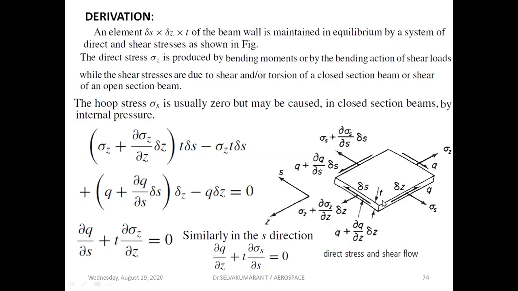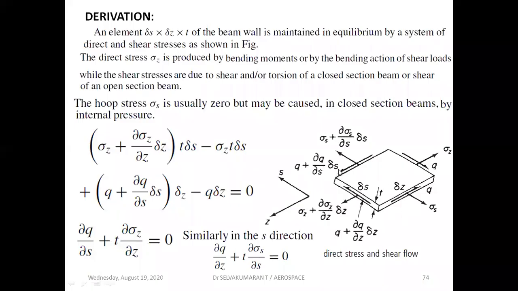So the figure shows the direct stress as well as the shear flow. If you replace the shear flow by tau, we can call this diagram the direct stress and shear stress diagram. Now this diagram is applicable for direct stress and shear flow. Now we are going to write down the equilibrium equations along the z-axis as well as the s-axis. Here this is a small element.